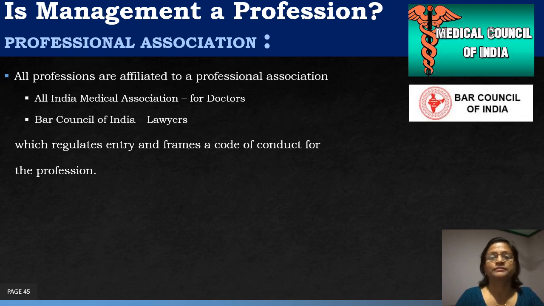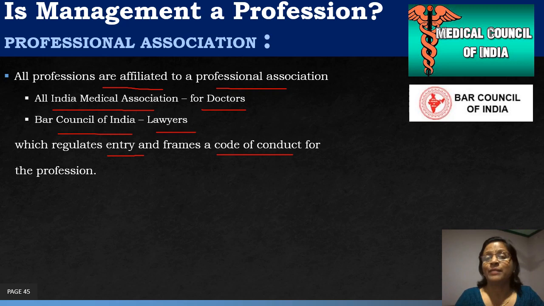Professional association. All professions are affiliated to some professional association. All India Medical Association for doctors, Bar Council of India for lawyers, which regulate their entry into the profession and frame the code of conduct for the profession. Such professionals take an oath that they will abide by the rules, and these associations have the right to take away their license. Lawyers are part of the Bar Council of India, and even they are debarred if any malpractices are proved against them.